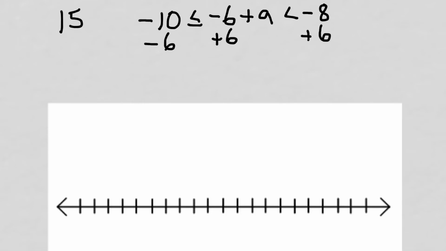By doing that, that just leaves me with an a in the middle, so I know I'm going to be done after this. On the right, negative 8 plus 6 is going to give me negative 2. On the left, negative 10 minus 6 is going to give me negative 16.